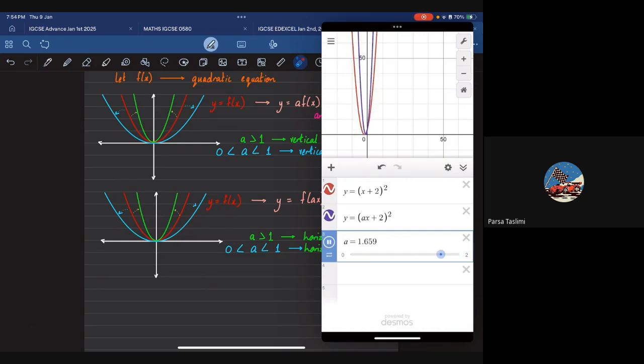Horizontal squeeze, horizontal stretch. No, that's kind of hypnotic, to be honest.